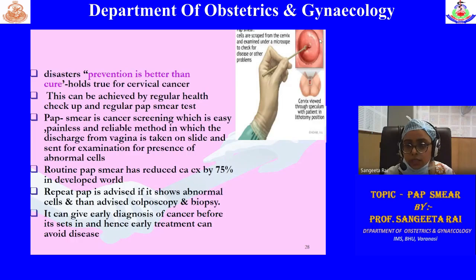The cells which are there are scraped from the cervix and examined under the microscope to check for disease or problems. Why is the Pap smear very important? Because it is an easy, painless, reliable method in which the discharge from the vagina is taken on a slide and sent for examination for the presence of abnormal cells. And the routine Pap smear has reduced cancer cervix by 75% in the developed world. Repeat Pap smear is advised if it shows abnormal cells, and then we advise colposcopy and biopsy.